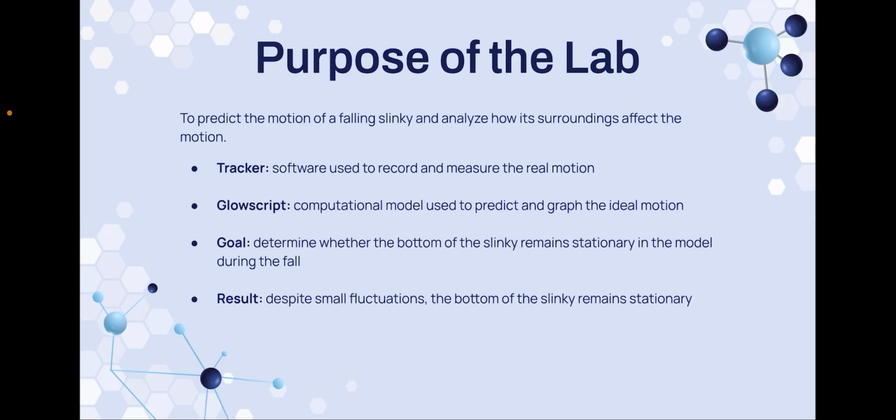The goal of this lab was to predict and analyze the motion of a falling Slinky and to compare real movement to a computer model. We used Tracker to record real motion from a video. We used CloseScript to create a computational model. Our guiding question was, does the bottom of the Slinky stay still in both the real experiment and the model? And if it does, why does this happen? What we found is that the bottom does remain stationary briefly, both in the model and in real life, which means it's not a mistake or video glitch, it's real physics.